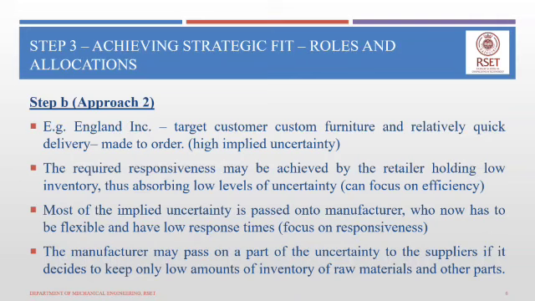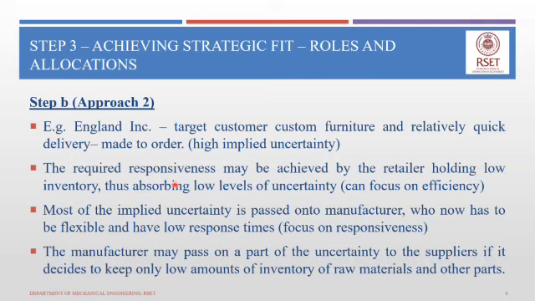Since the company faces a high level of implied uncertainty, to achieve strategic fit we have to move the company to a zone of strategic fit, and that requires the company to make its supply chain highly responsive. So the required responsiveness, that is very high levels of responsiveness, may be achieved by the retailer holding lower levels of inventory, and thus the retailer as a whole does not absorb a large part of the uncertainty.